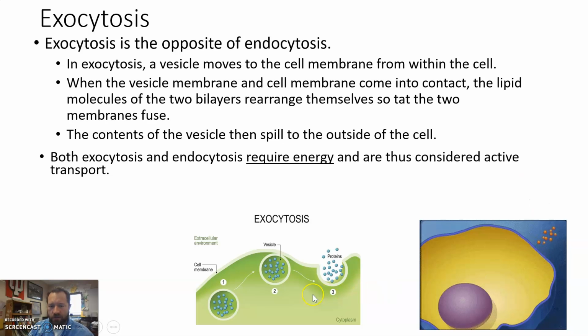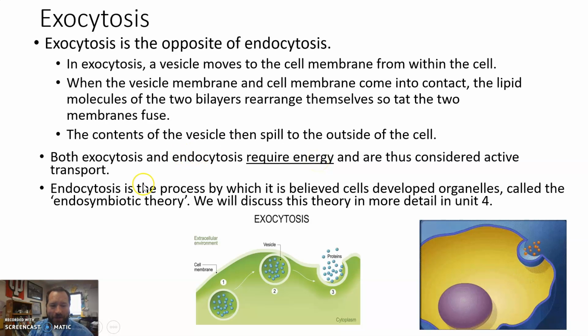So you can see that picture here. Here's the image. You've got the vesicle. It moves towards the cell membrane. It merges with the cell membrane and pushes all those particles out of the cell. So endocytosis is into the cell. Exocytosis is out of the cell, exiting the cell. Both endo and exocytosis require energy, and therefore they are forms of active transport.